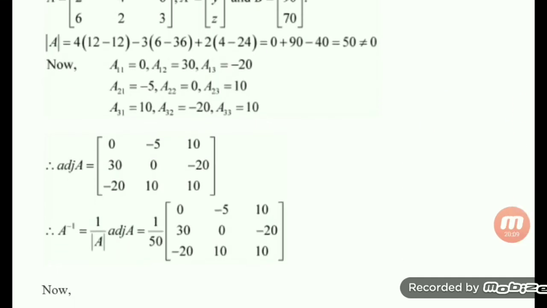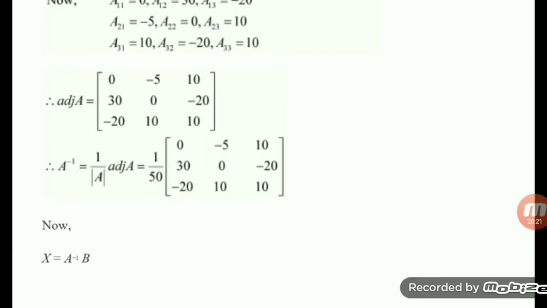So get the cofactors. I have done the cofactors here. Adjoint I can write down by taking the transpose of the cofactors. Then what is A inverse? We get 1 by determinant times adjoint of A. So put the value, and after that we do the calculation for X equal to A inverse B. So substitute A inverse and B.